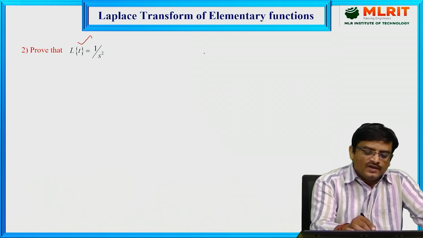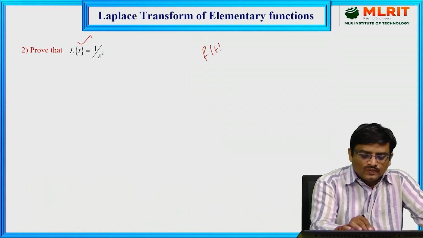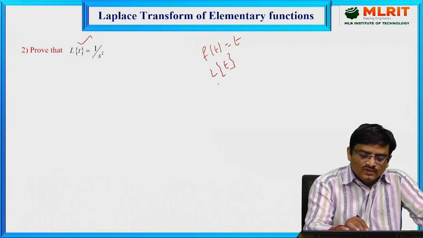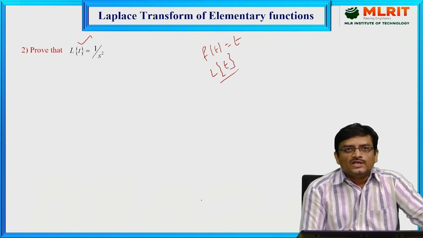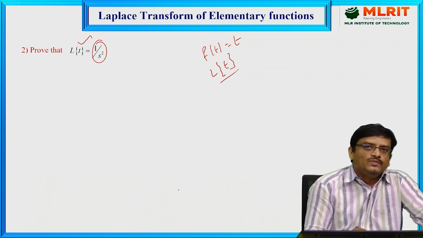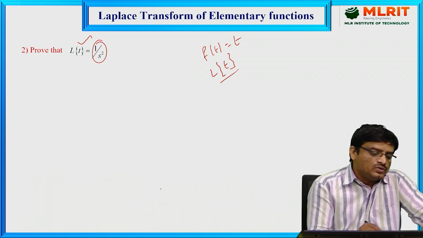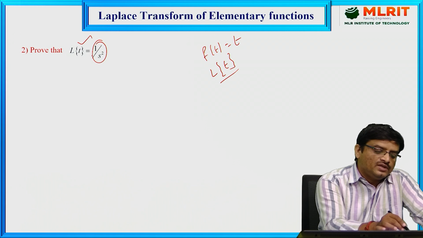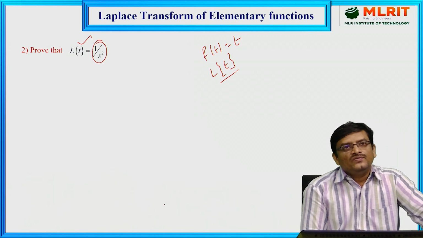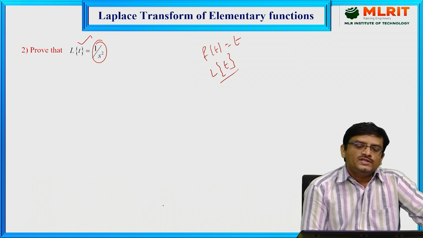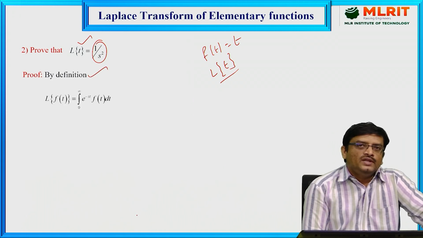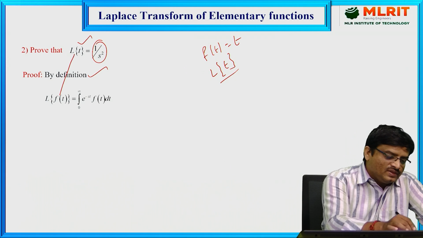Suppose if you get f of t is equal to t, then you will get Laplace transform of t. Now how can you find out this Laplace transform of t? So that is Laplace transform of t has given us 1 by s square. Now we have to prove that Laplace transform of t is equal to 1 by s square here. Same, whatever the procedure we followed for the first one, follow the same procedure. Take the definition of Laplace transform, then replace f of t with t here.